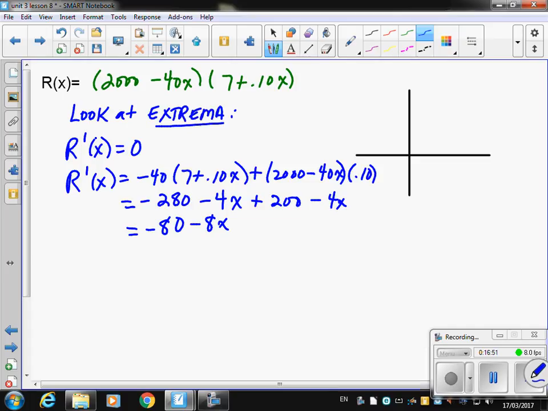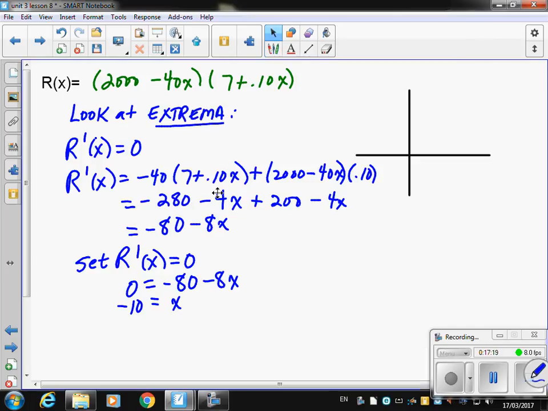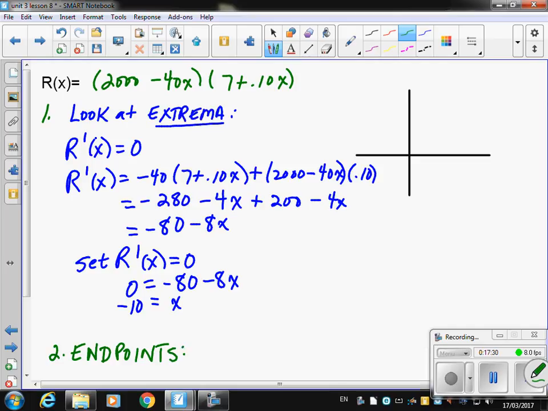For the extrema, I am going to set the derivative equal to 0 to find those maximum and minimum values. And I am going to get a value of negative 10. So that actually means I am going to decrease my price and get more customers. So that could potentially give me the best revenue. I also need to look at my endpoints. This can be silly or trivial or important and a little bit on the tricky side.